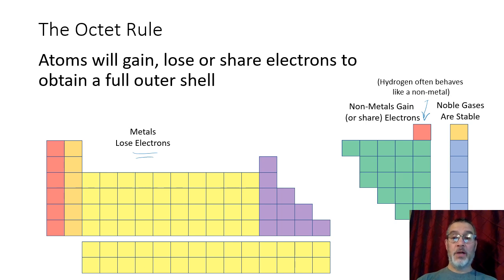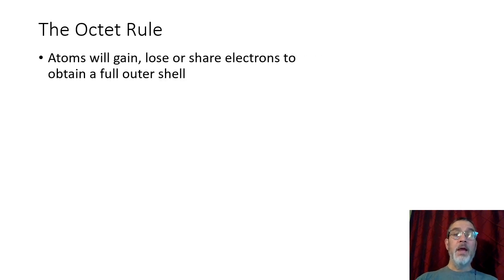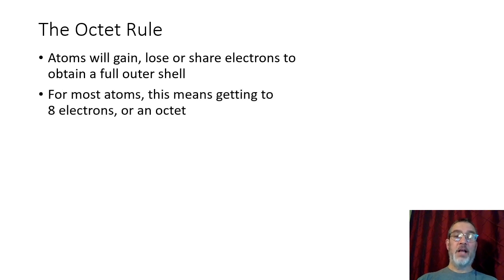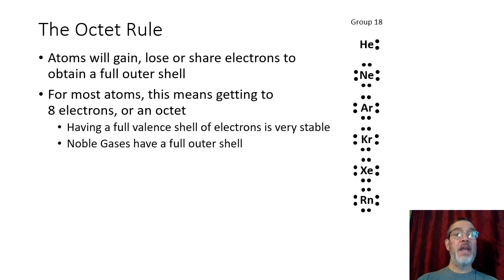as they lose their electrons. Now the octet rule, of course, says atoms will gain, lose, or share electrons to obtain a full outer shell. And so for most atoms, that's going to be 8 electrons, or what we call an octet. Again, if you look at the noble gases, they are very stable. They have a full outer shell, and all the other atoms want to wind up looking like one of the noble gases when they're in a compound of some sort. So all atoms are going to want to look like the noble gases.